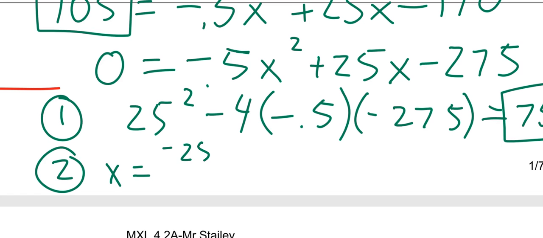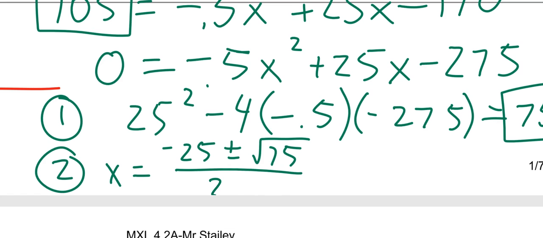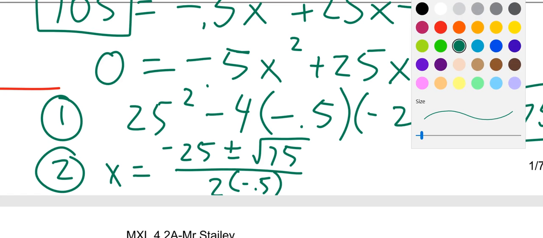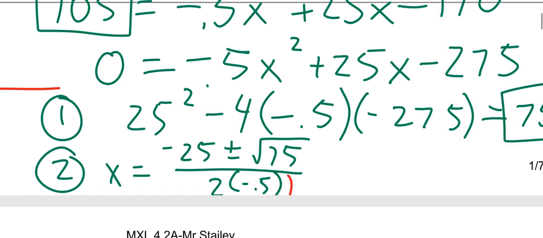The opposite of b plus or minus the square root of 75 all over 2 times negative 0.5. Now, if you are uncomfortable knowing that 2 times negative 0.5 is negative 1, put parentheses around that denominator. Those red ones will be important to you. If you're uncomfortable multiplying those two things at the bottom on your own, then when you go through the process of finding the two answers, use those red parentheses. Okay?